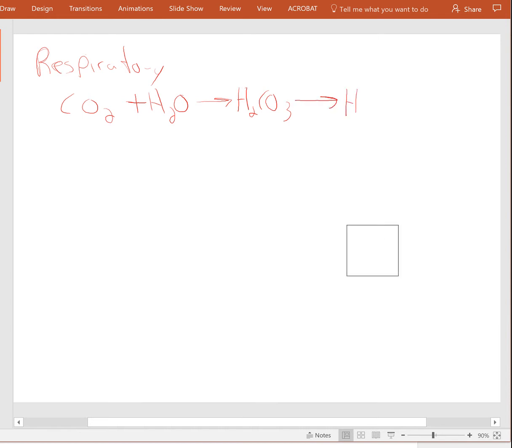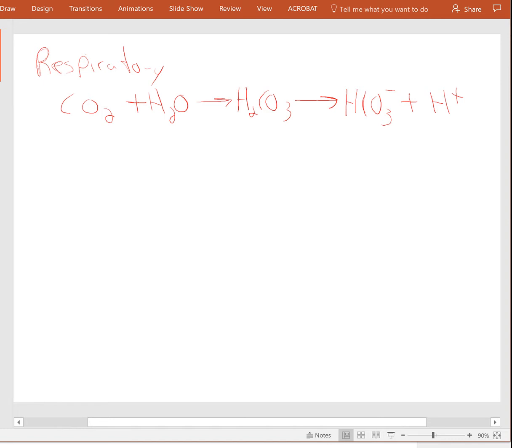Okay, so let's start with the respiratory system. Okay, and that's going to involve carbon dioxide and water. And that is going to combine to form carbonic acid. And that is then going to produce bicarbonate and give off a hydrogen.